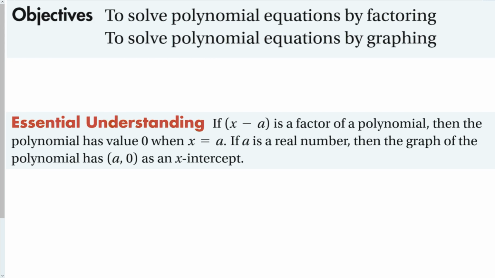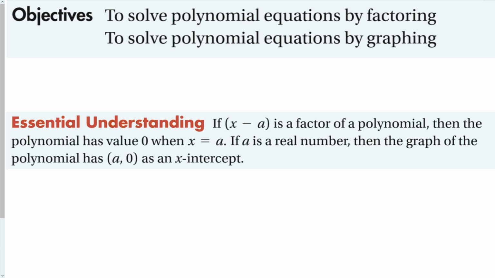So our objective for this section is to solve polynomial equations by graphing and then to solve polynomials by factoring. Factoring, we're going to use all sorts of different factoring techniques. And for graphing, we'll pull up some graphs on a graphing calculator, specifically Desmos.